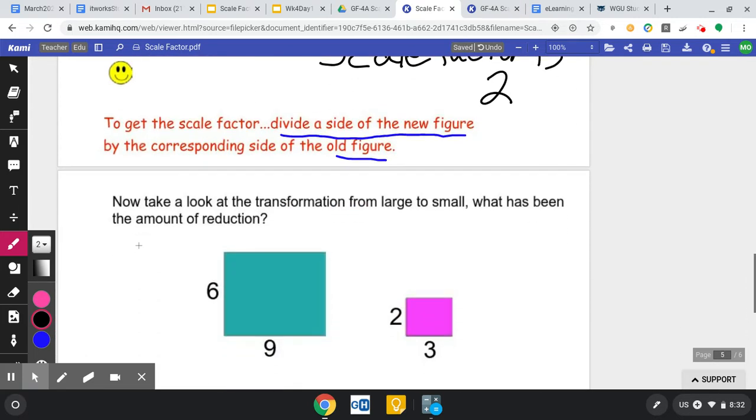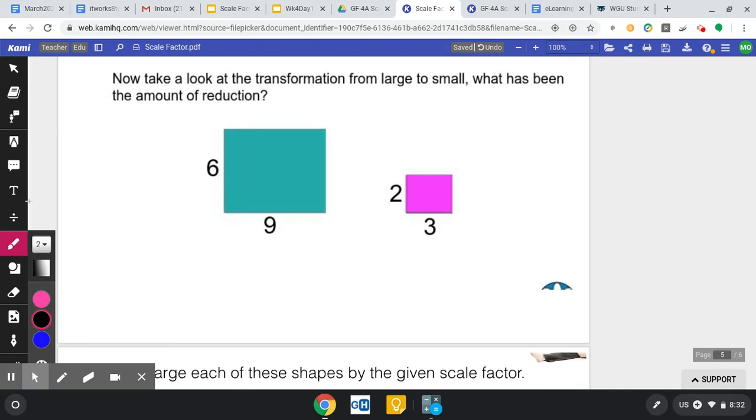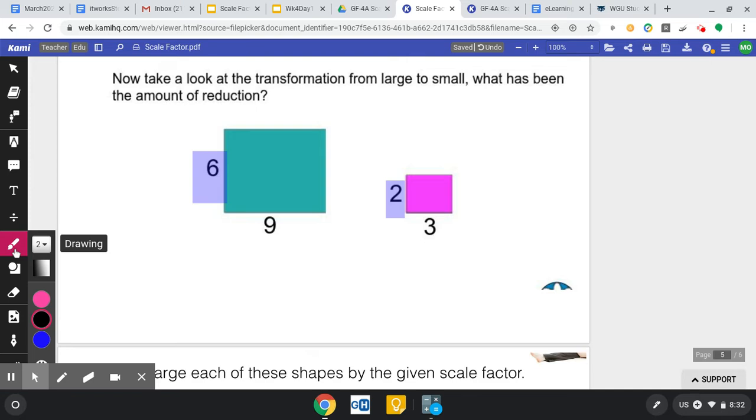Okay, so now here we have where it got smaller. We're still going to do the same thing like last time. We're going to take our new figure and divide it by our old figure. You always want to choose the sides that correspond with each other. So I need to take my 2 and divide it by 6. Now, could I take the other 2, the 3 and the 9? Yep, I can do that. I will do that to check my work this next time.